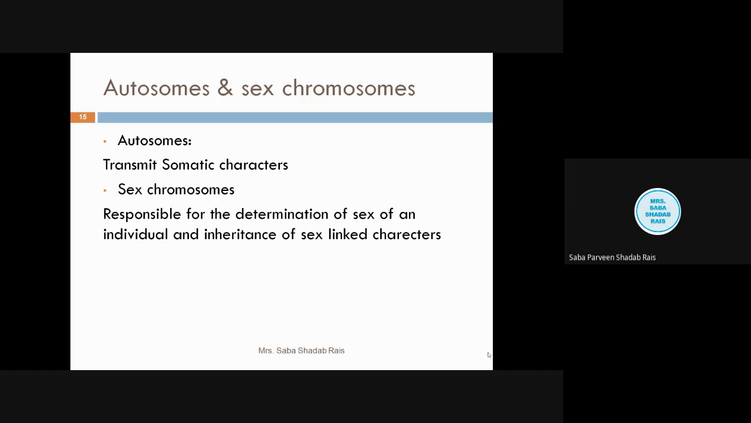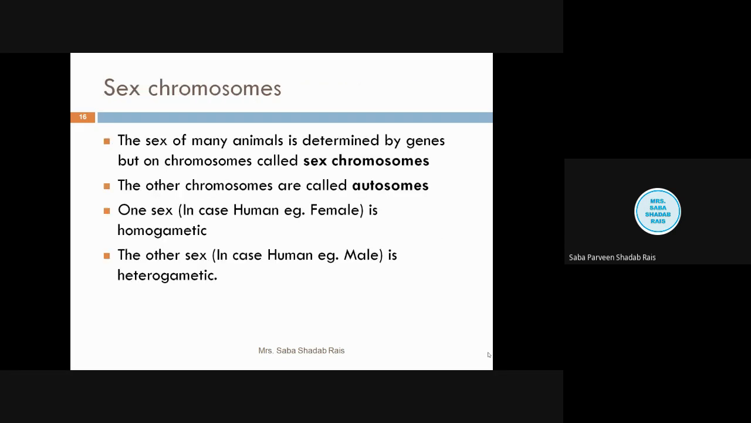When we talk about the sex chromosomes, these are the chromosomes responsible for the determination of the sex of an individual and the inheritance of sex-linked characters. Now we have learned about X-linked inheritance, right? Whatever inheritance is observed, that is observed on the sex chromosome. Numerically, it is only one pair. In the case of humans, only two are there. Human sex chromosomes are designated as X and Y, right? We are going to learn about the inheritance of the sex chromosomes later.